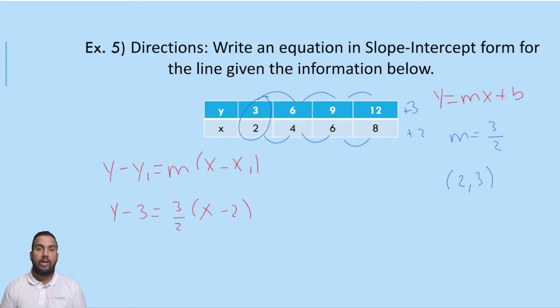But unfortunately, they're asking you for slope-intercept, which means I need y by itself and mx plus b so I can get the y-intercept. So what do we do to get this? We do it in 2 steps. You ready? First step is you're going to distribute.